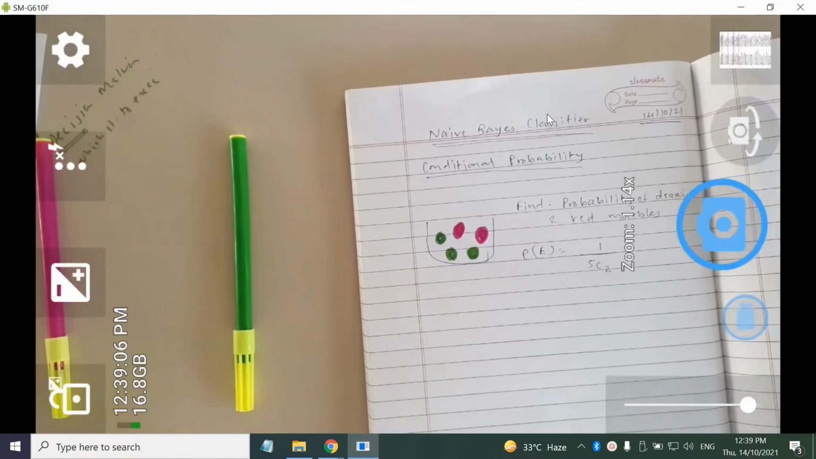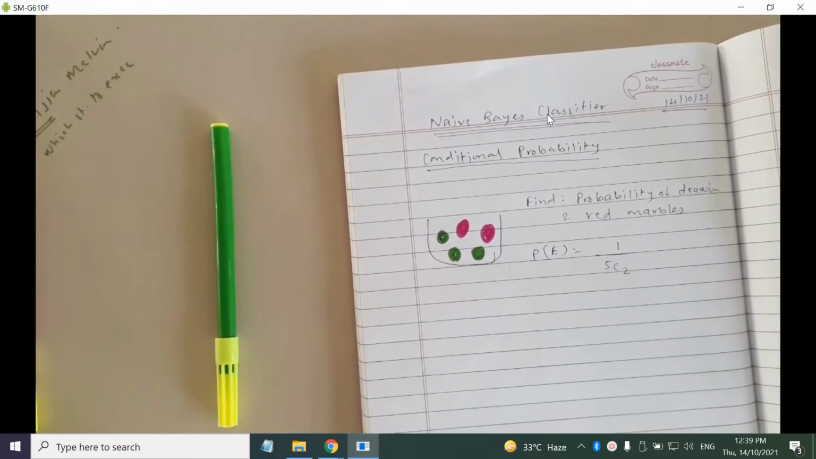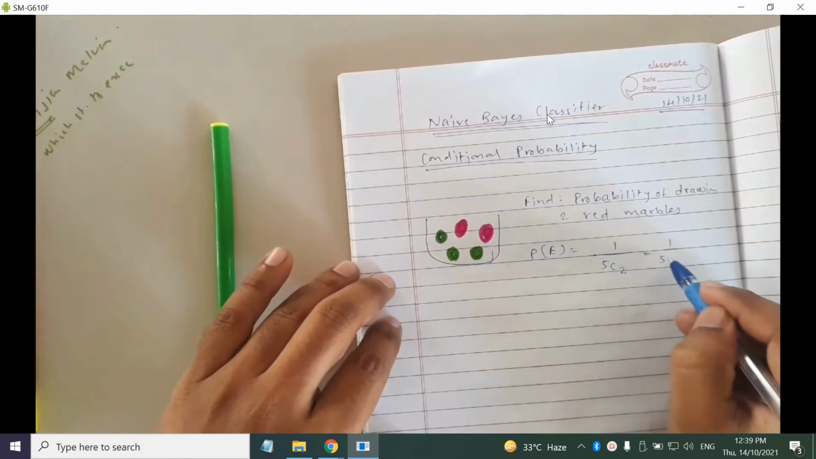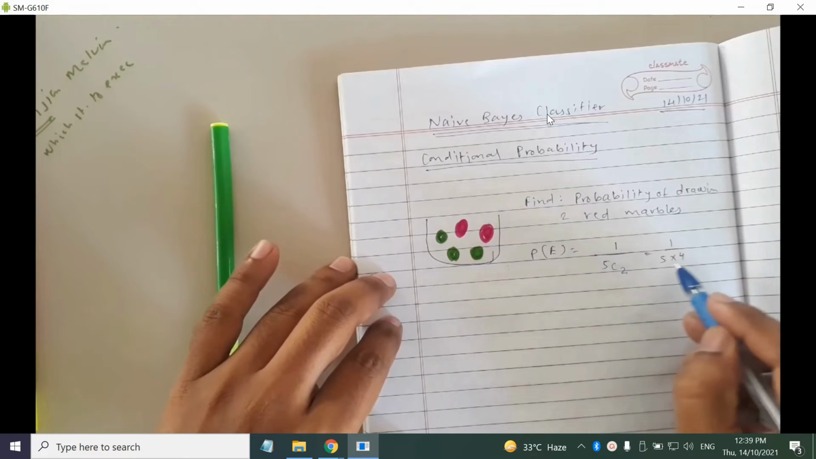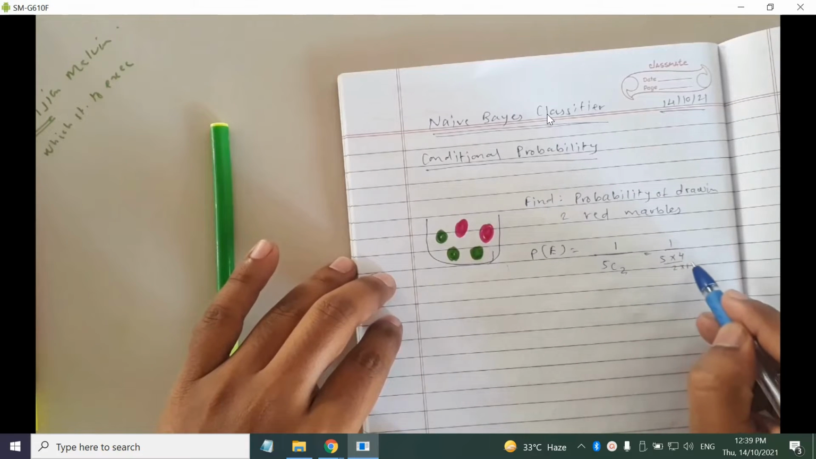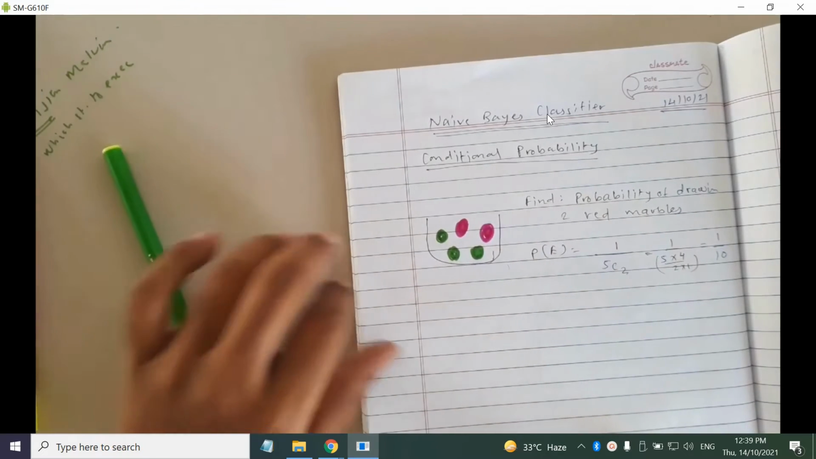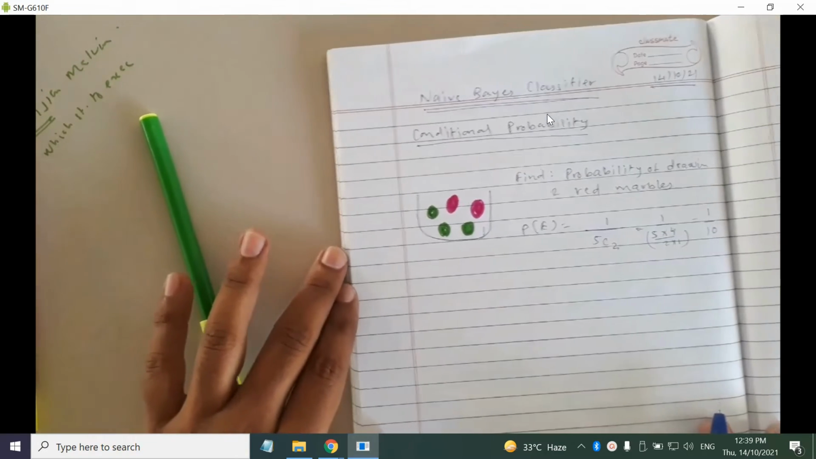Any doubt? So it will be 1 by 5 choose 2, which is 1 by 5 times 4 divided by 2 into 1, so it will come out to be 1 by 10. So this is one way of solving this problem.